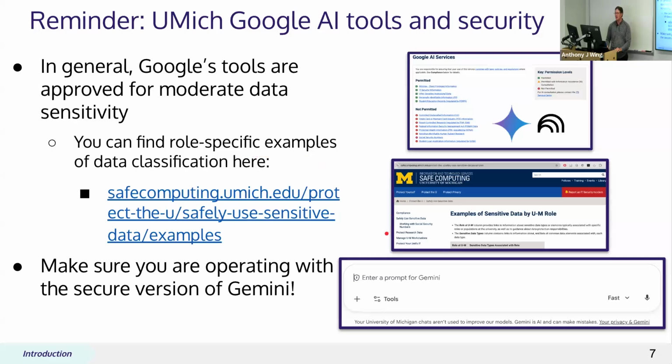And then please do make sure that you are operating with the secure version of Gemini, especially if you're going to be using different data types through the University of Michigan. This is usually a pretty good indicator right here within your chat window when you log into your U of M account and look at Google Gemini. You'll have this little lock and key shield right next to your prompt or your chat window. And you'll also have a little phrase down here that says your U of M chats aren't used to improve our models. Gemini is AI and can make mistakes. That said, still be mindful of the data that you're putting in. Just because this is listed at the bottom doesn't mean it is approved for all data types by any means, right?